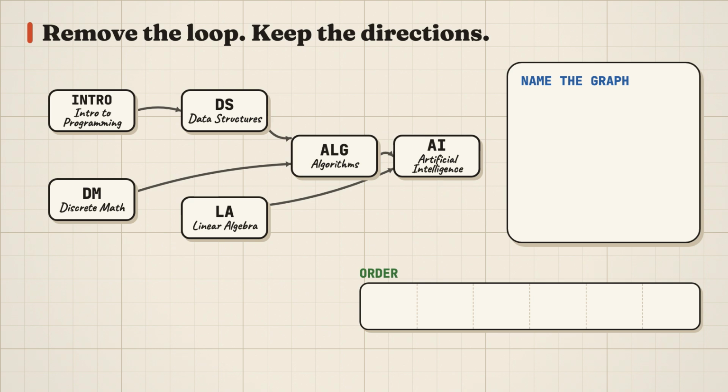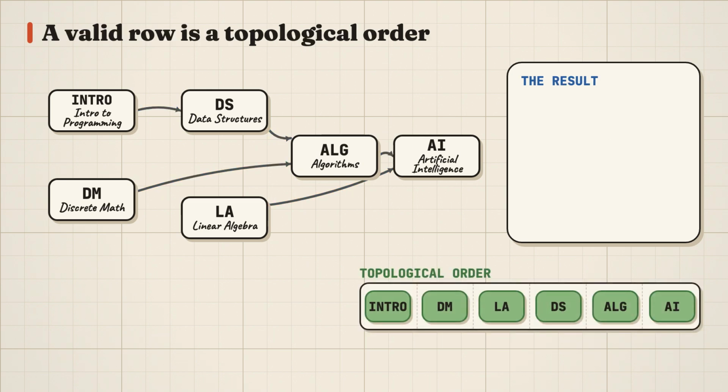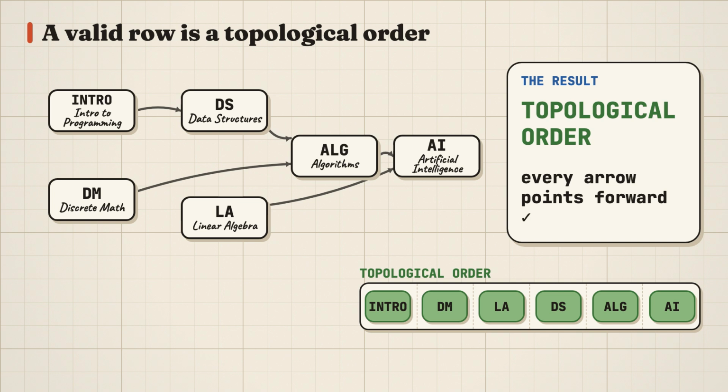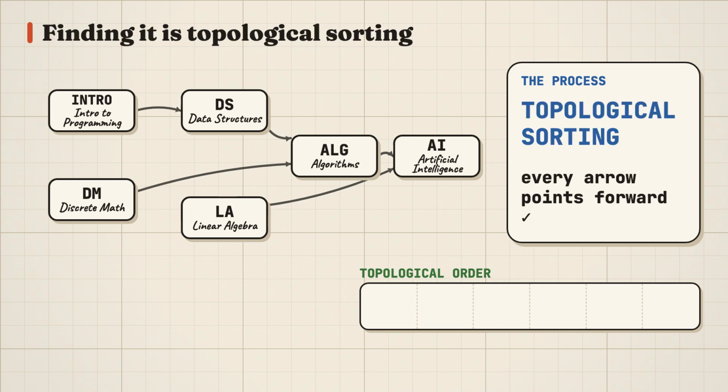Remove that extra arrow, and the graph still has directions, but it has no cycle. That makes it a directed acyclic graph, or DAG. An order that follows every arrow is called a topological order, and finding that order is called topological sorting. So how does the website find one?